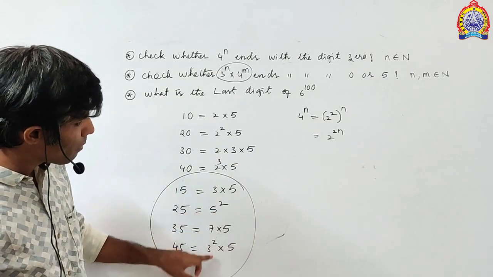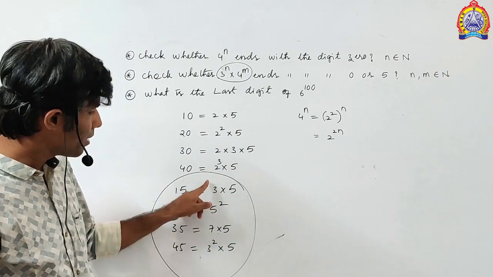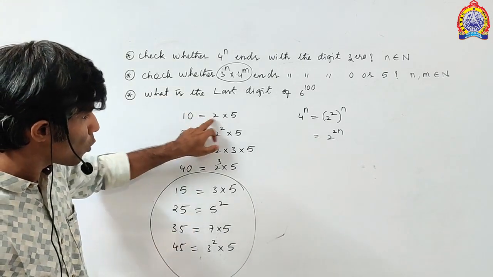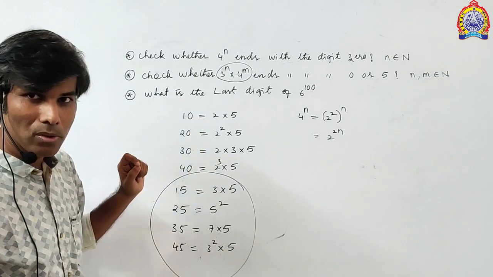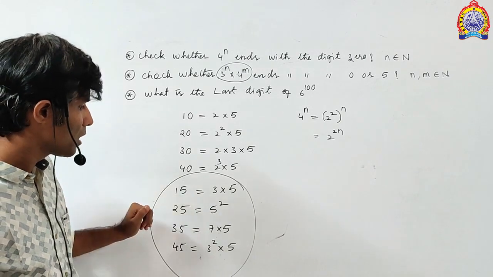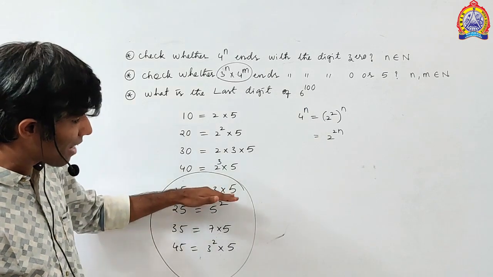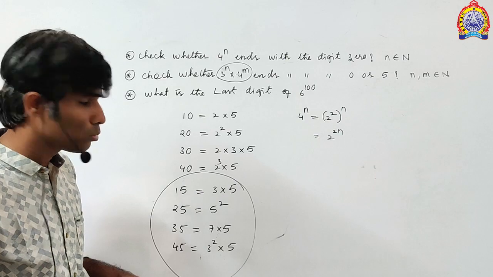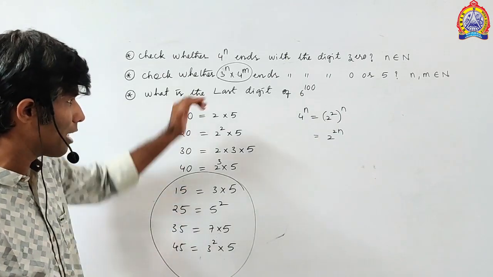And you can observe in the prime factorizations, there is a prime factor 5, but there is no 2. Because in a prime factorization, if there is a 2 and 5, then that should end with the digit 0. So in this, we can observe that there is no prime factor 2. That's why the numbers are ending with the digit 5. There is a prime factor 5, but there is no prime factor 2. This is what we have to observe before attempting this question.